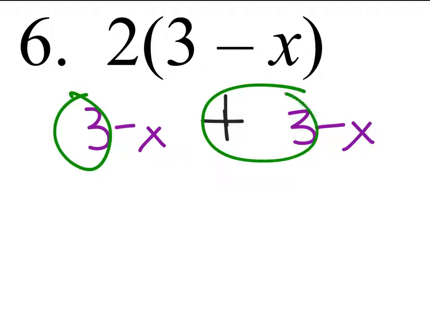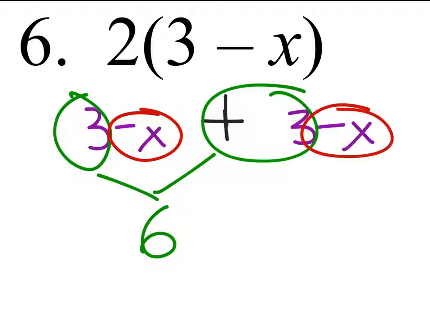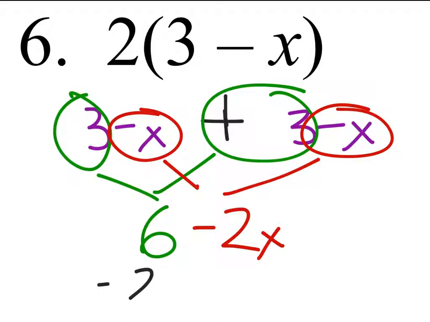Here's a 3 and there's a positive 3. When I combine them, I get a 6. And up in here is a negative x and another negative x, which combine into negative 2 of these x's. You can write it like this. You can write it as negative 2x plus 6. Won't matter.